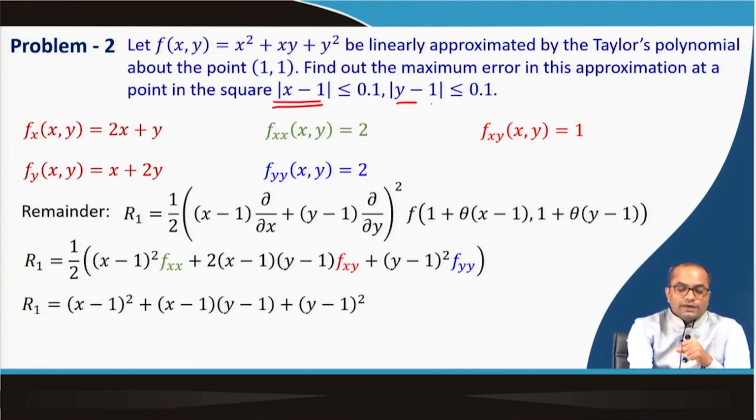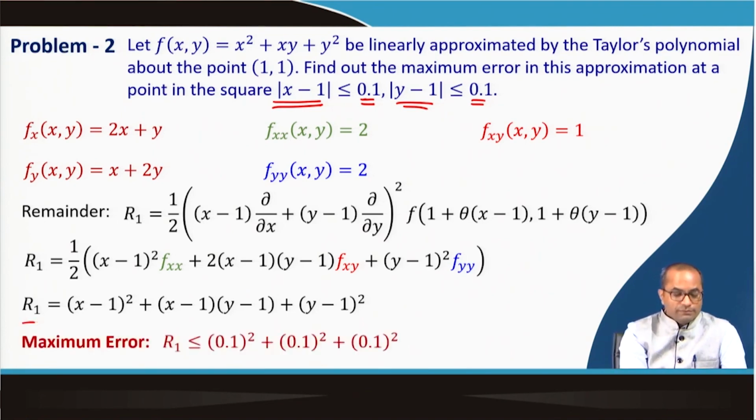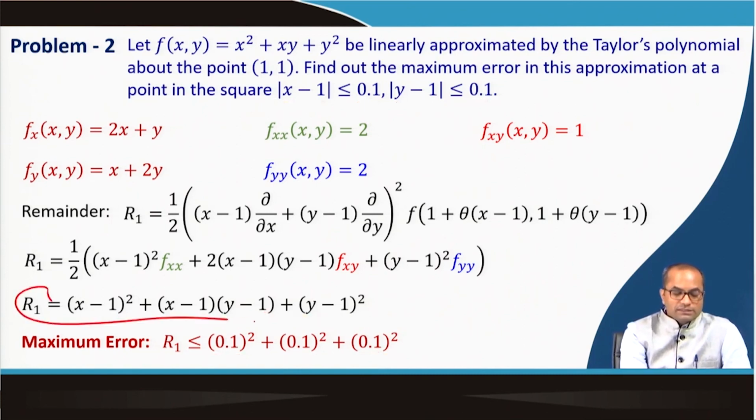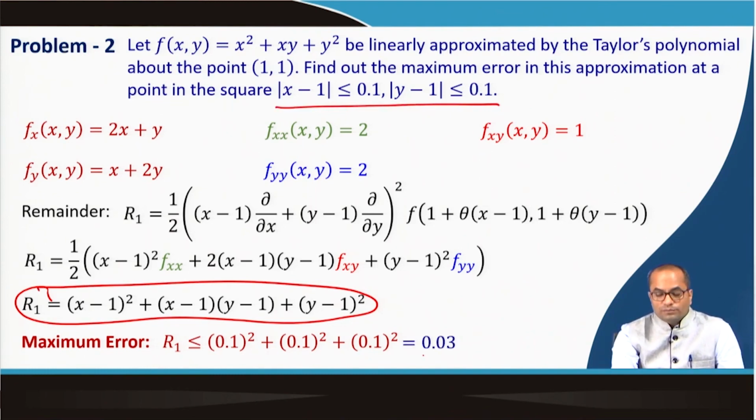So, we also have the square where we want to pick those x and y and see what is the error between that linear polynomial and the actual function. So, x minus 1 is bounded by 0.1, y minus 1 is also bounded by 0.1. So, this R1 we will compute within this square. So, the maximum error we can get here, x minus 1, the maximum value can be 0.1. Here also we know the maximum value, that is 0.1, and here also we know the maximum value 0.1 square. So, we have looked for the maximum value of this R1 in the given square, and that is coming out to be 0.003.